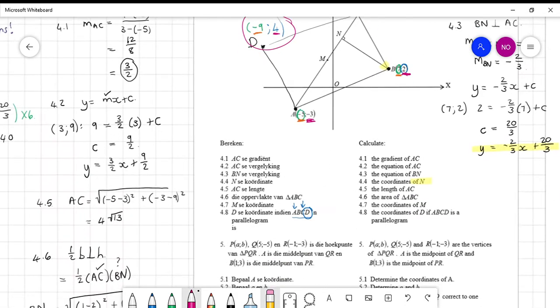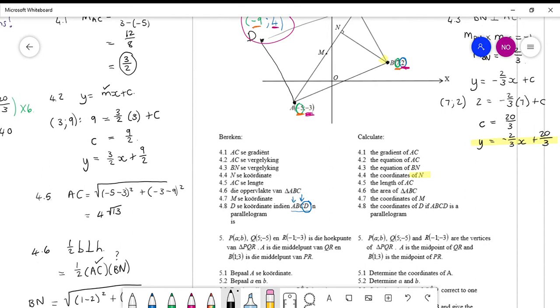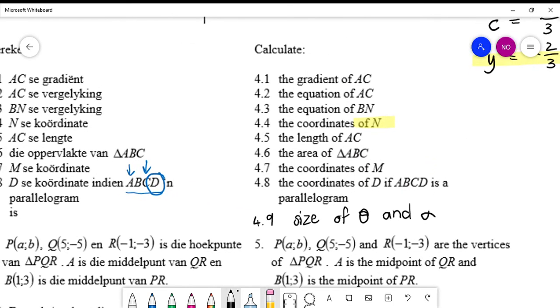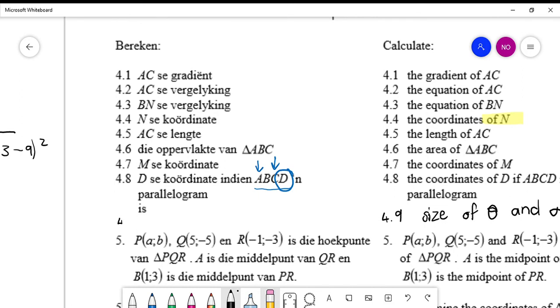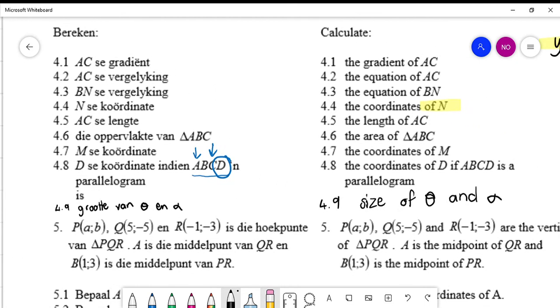Okay, now I want you guys to write in the following. 4.9. Size. I want you to calculate the size of theta and alpha, and I'll draw theta and alpha on the sketch now.